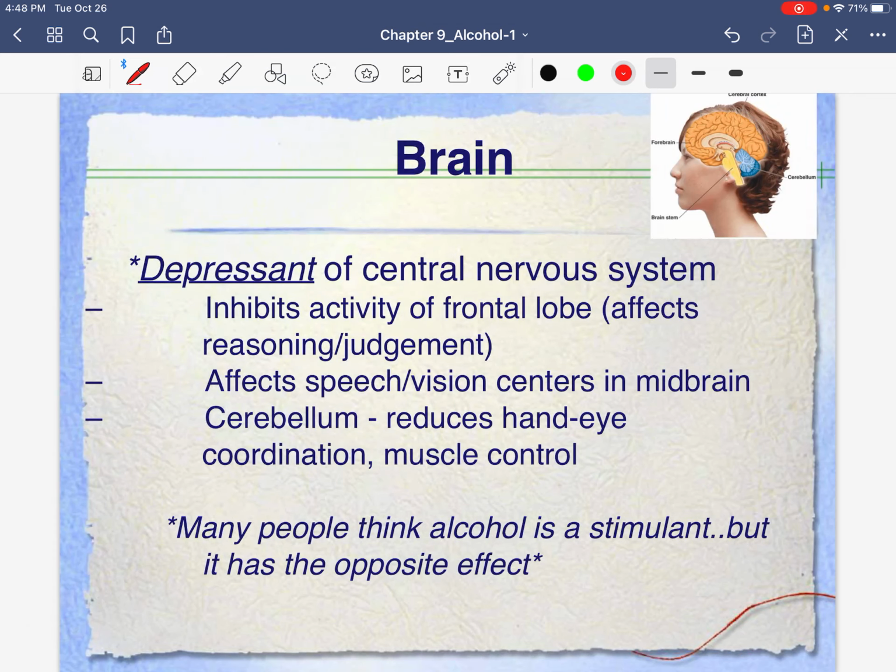So again, alcohol is a depressant. It inhibits our central nervous system, particularly the frontal lobe, which is responsible for our judgment and processing center. It will slow or disrupt our speech and vision. It reduces our motor control because it affects the cerebellum. Many people, again, think it's a stimulant, but it is a depressant.